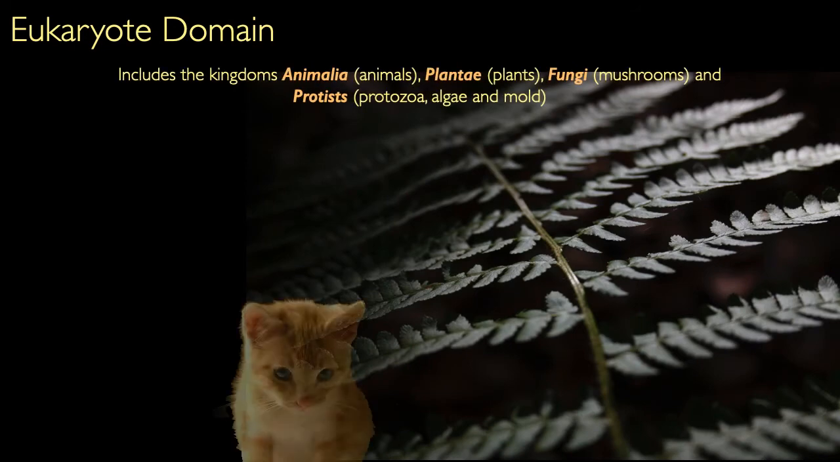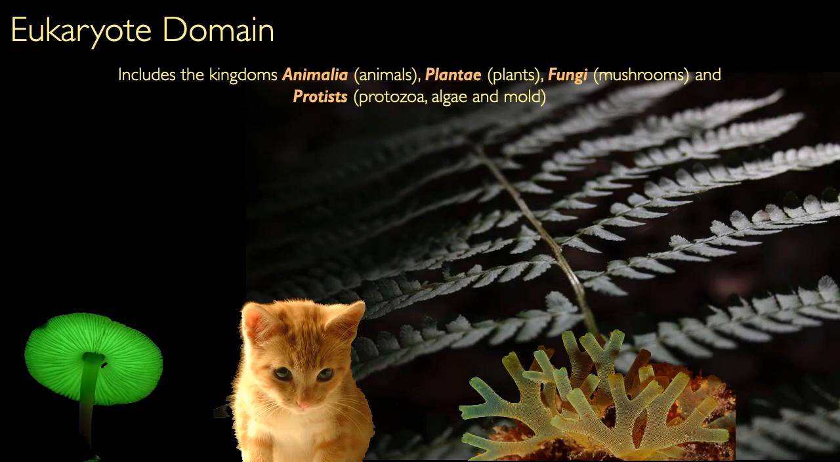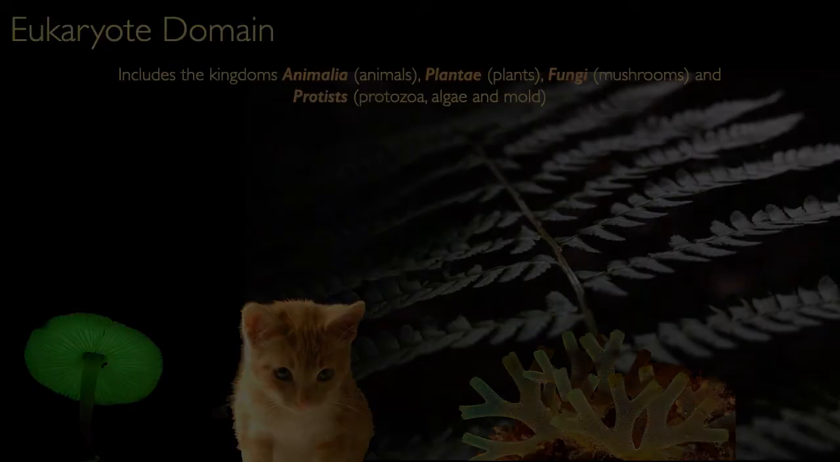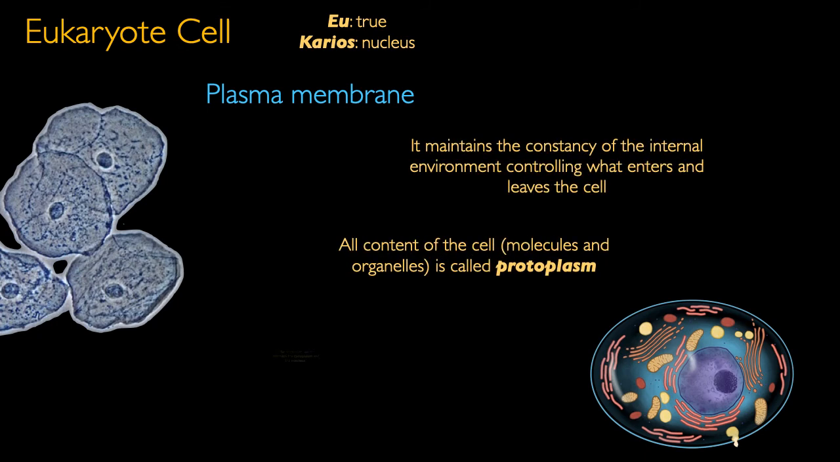So let's focus on the eukaryote domain that includes the kingdoms of animals, plants, mushrooms, and protists. Okay, first, eu means true, and karyos means nucleus, meaning that these cells have a nucleus. But these cells also have a plasma membrane to maintain and control a particular inner environment ideal for the cell to function properly. The content of the plasma membrane is called the protoplasm, that can be divided into the cytoplasm and the nucleus.